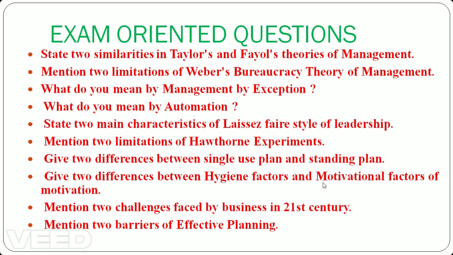After that, another question mentions the two limitations of the Hawthorne experiment. This is the human relation approach. The Hawthorne experiment is also popularly known by that name, and this is also a very important question. All students must know about the Hawthorne experiment, which also gives you an idea about what the human relation approach is.